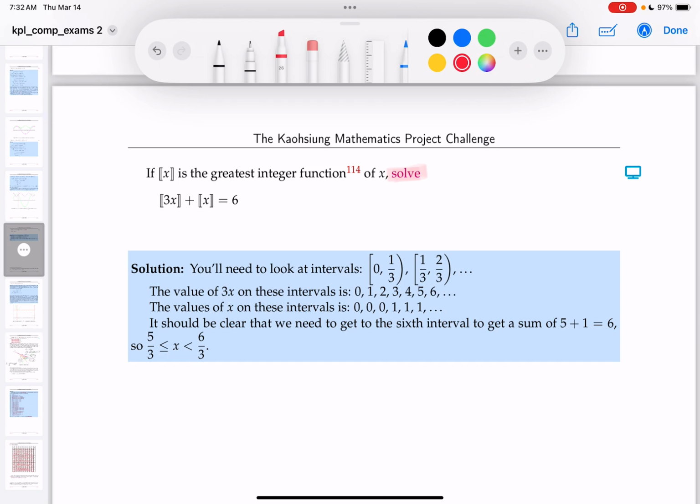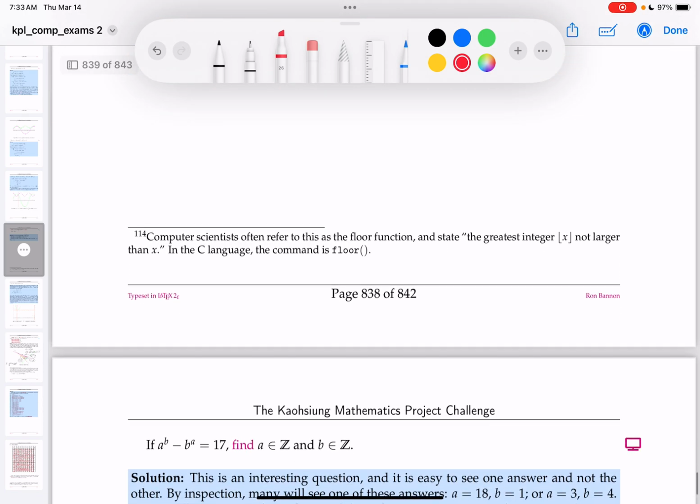at understanding the problem. So this symbol over here, I can't say it's universally used, but most calculus books actually use this symbol over here for the greatest integer function. There's a footnote there, 114. If you read that, it says computers often refer to this as the floor function, all right? They state the greatest integer, and this is a typical symbol that's used as well, by the way.